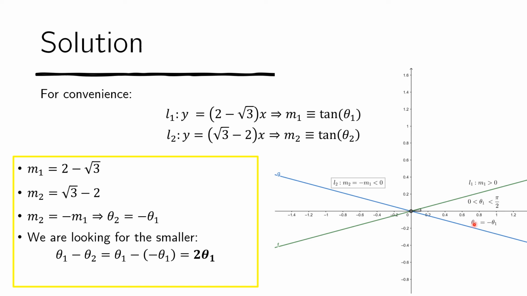So theta 1 minus theta 2 is just theta 1 minus the negative of theta 1, because we know that theta 2 here is just negative theta 1 here. So we're looking for 2 theta 1. That's this angle. Or we could be looking for the other angle, which is just pi minus this angle here. So pi minus 2 theta 1. And the reason we do not know yet is because we have not drawn this to scale.